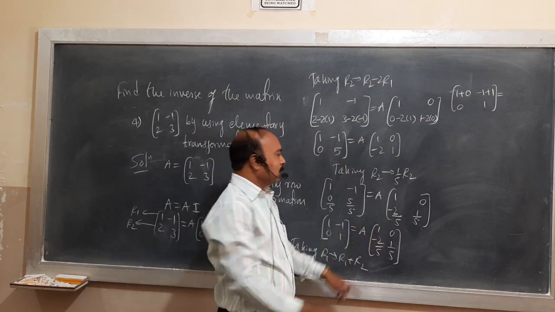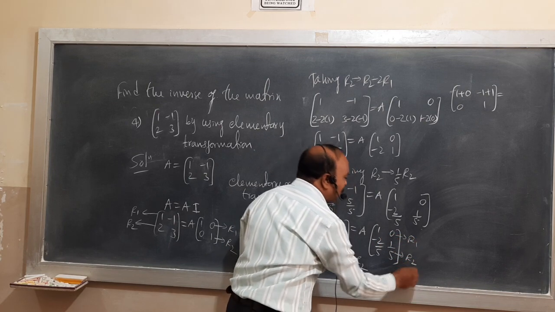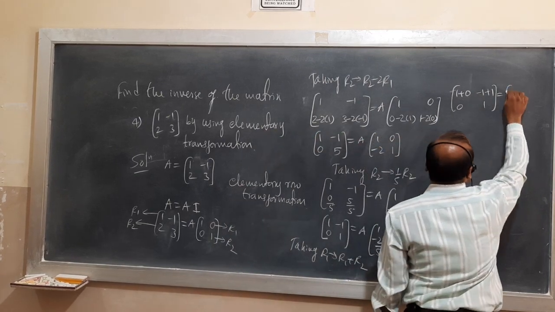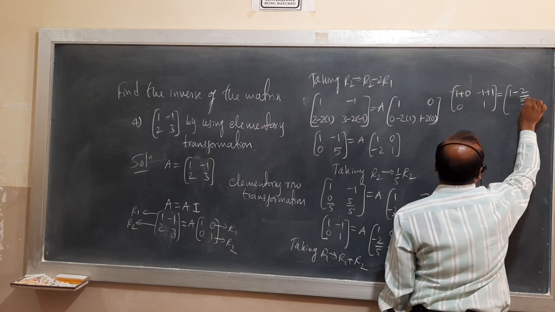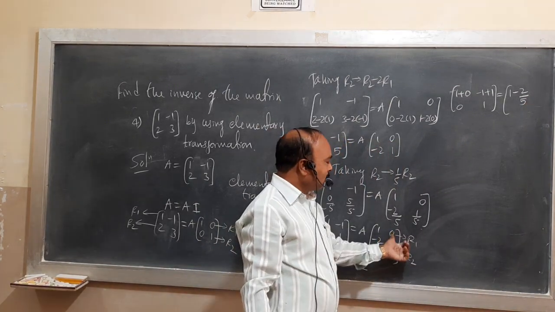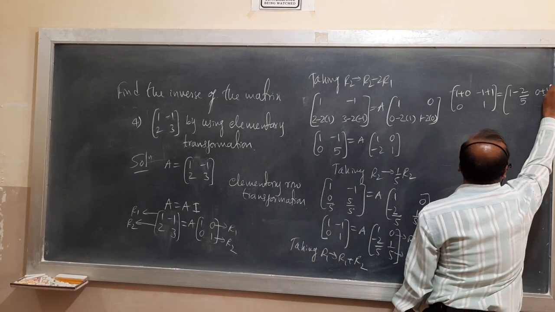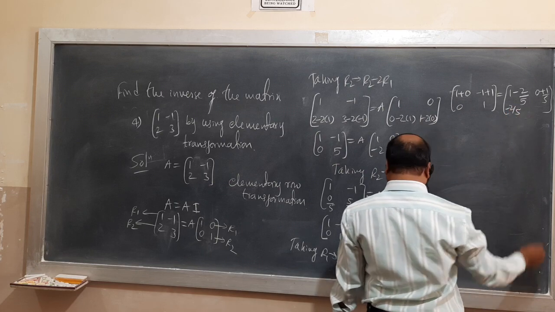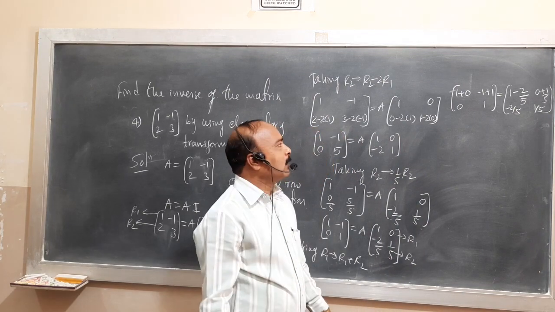Here also you make R1 plus R2, that is 1 plus minus 2 by 5, that is 1 minus 2 by 5. It is this plus this, R1 plus R2. Here 0 plus 1 by 5. Second row as it is, minus 2 by 5, 1 by 5.